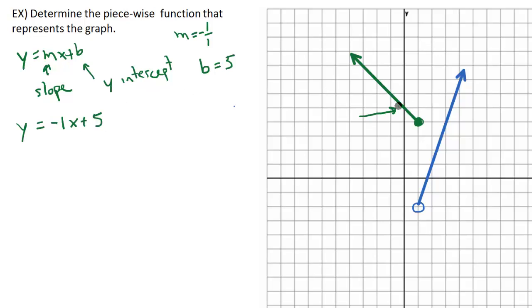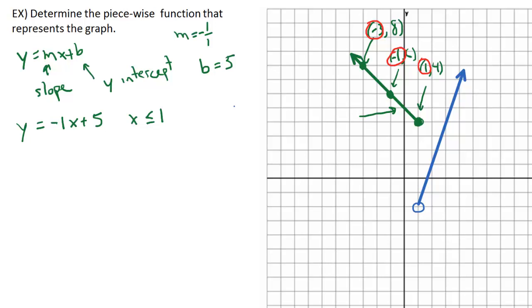Now, we only want this line, though, whenever the x values are equal to 1 or less than 1. So x's will have to be less than or equal to 1. And I'll call out some points here. And you'll notice that indeed all the x values, for example, here is 1, here's negative 1, here's negative 3, they're all less than or equal to 1 right here. So that's our green line.